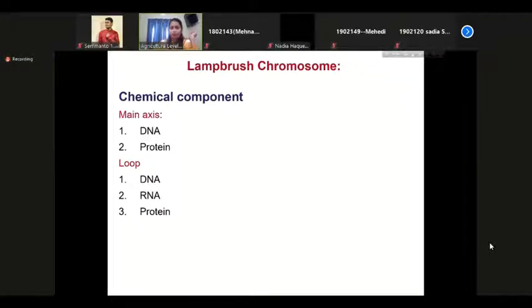Chemical composition. What chemicals actually exist in these types of chromosomes? As I told you, the Lamb-Brush chromosome has two components. One is called the main axis, where the chromosome, that means granules and DNA fibers, are attached with each other. And the loops, where the DNA is extended out and produces the DNA loops. These are the two main structures of the Lamb-Brush chromosome.